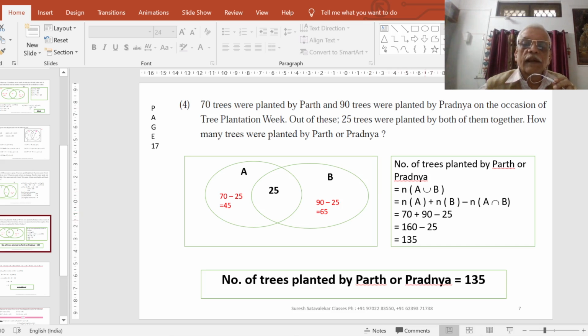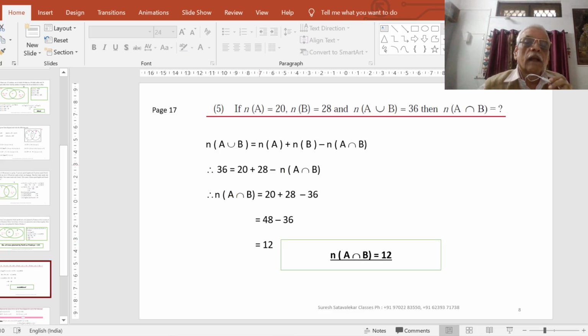So 90 plus 70 is 160 minus 25, that is 135. So this all three together will be 135. Number of trees planted by Partha or Pradnya, A union B, means number of elements in A or B. So that is 135.